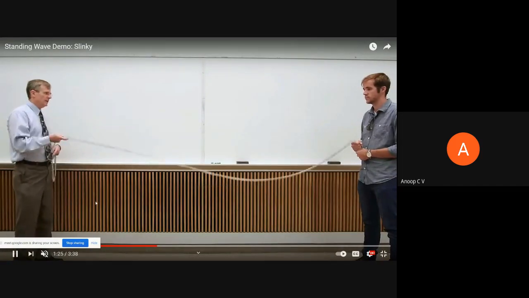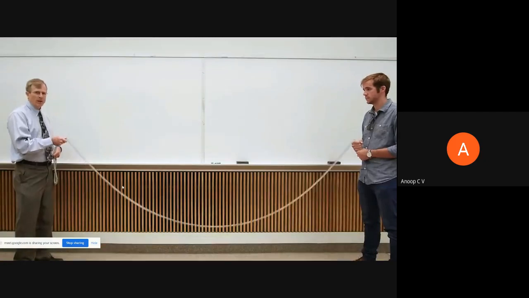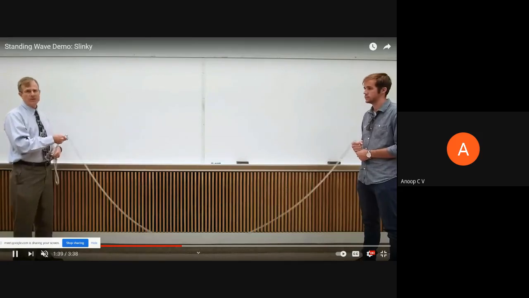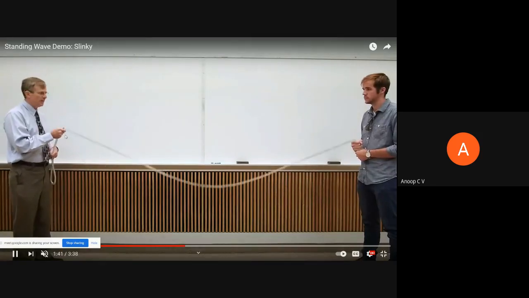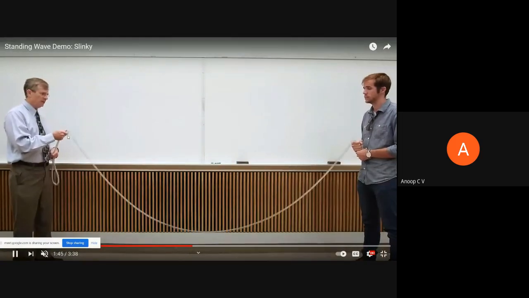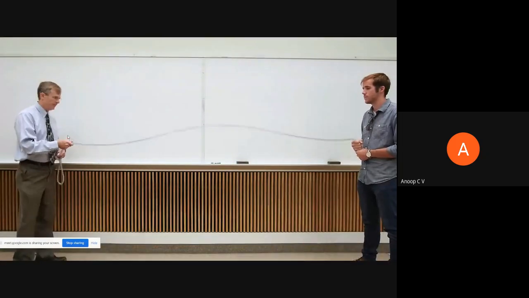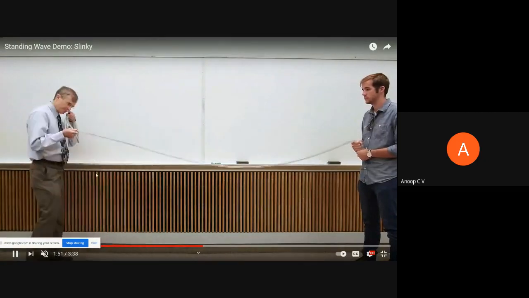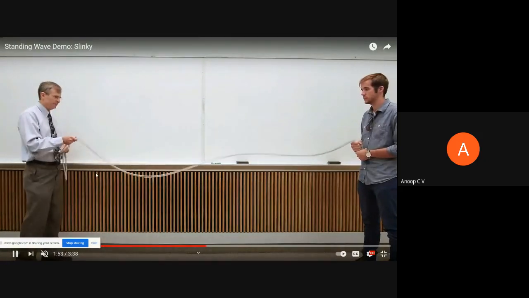I think the audio is not audible to you, so I'll just tell you what is happening. When the professor is moving this spring up and down, he is getting one standing wave. This is the first mode. Now if he increases the rate of vibration, he'll get the second mode.